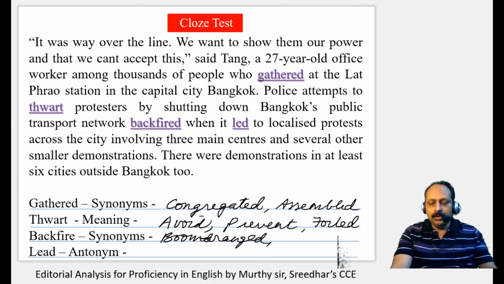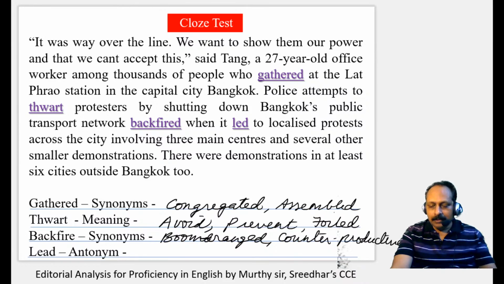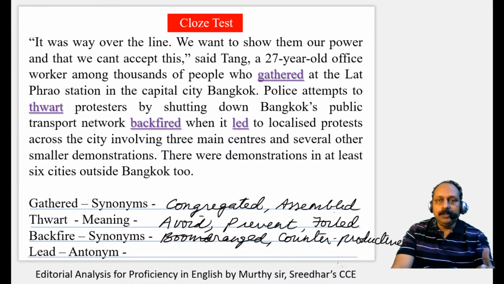Boomerang, also you could think of something has backfired. It has become counterproductive. What is it? Counterproductive. Counterproductive, boomerang, and also backfire. Misfire. Misfire has a different connotation. Backfire means something else. What does it mean, backfire or boomerang or counterproductive? You do something expecting a positive result, but you get a negative result, opposite result. Then we use the expression boomeranged or backfired or counterproductive.